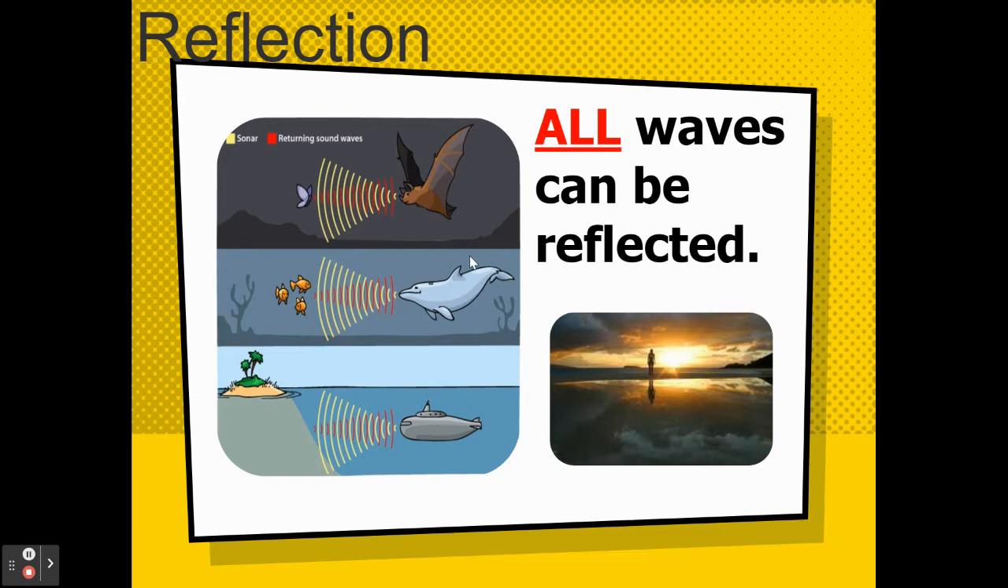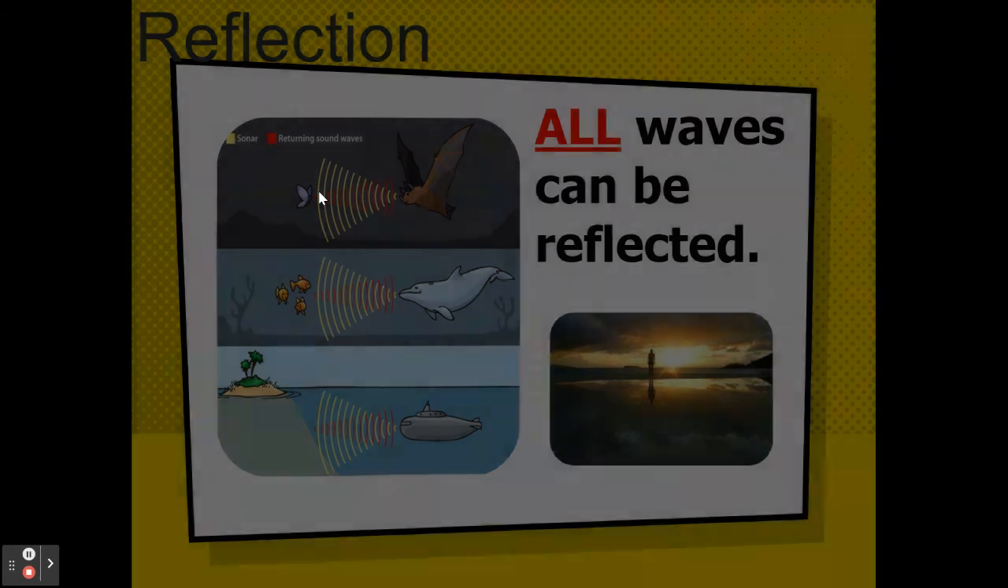So all waves can be reflected. Again, you got this example of light being reflected, and then you can also see how sound waves are reflected. We already looked at the one with the submarine, but you got ways that animals communicate. It bounces off an object, and then they can tell how far away it is based off of that.